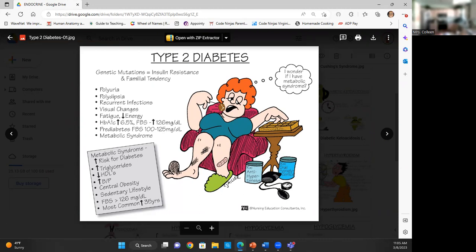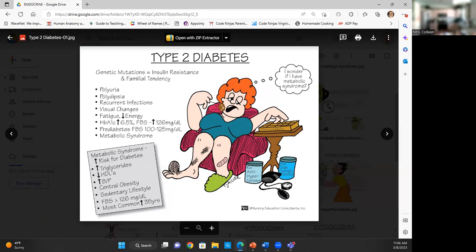This patient has type 2 diabetes. They have excessive urination, that's polyuria, excessive thirst, polydipsia, recurrent infections. They have changes in their vision. They have fatigue and a decrease in energy. Their hemoglobin A1C is elevated. Their fasting blood sugar is going to be over 126. They may have pre-diabetes, meaning that their blood sugar levels are between 100 and 125.